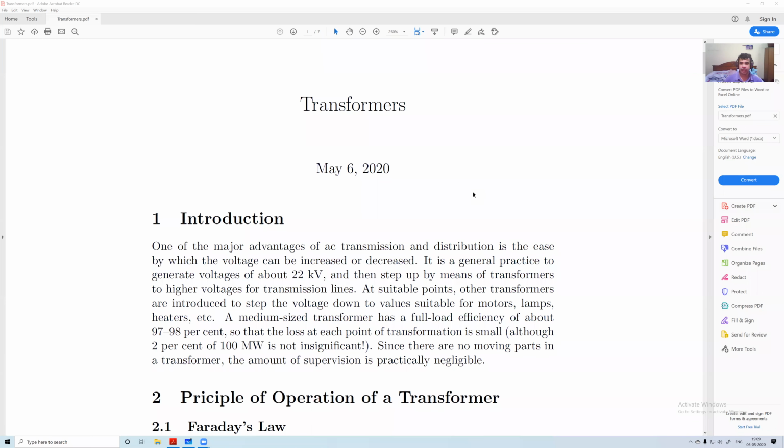So the topic of today is transformers. Now we are all familiar with transformers.